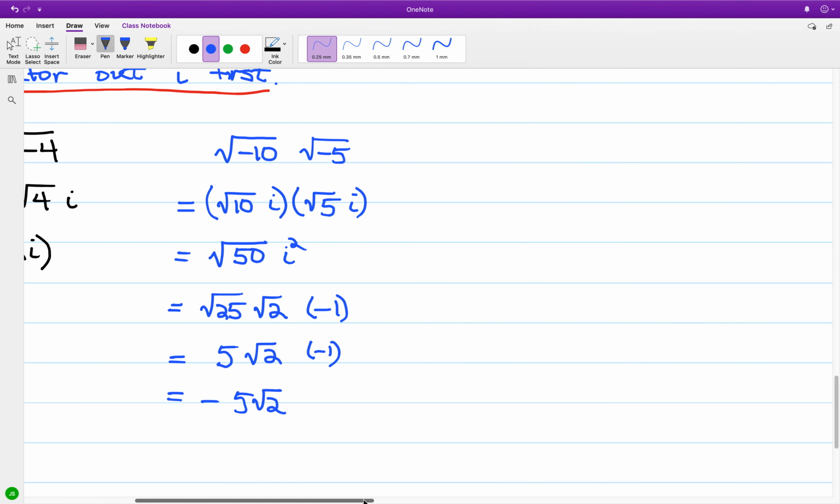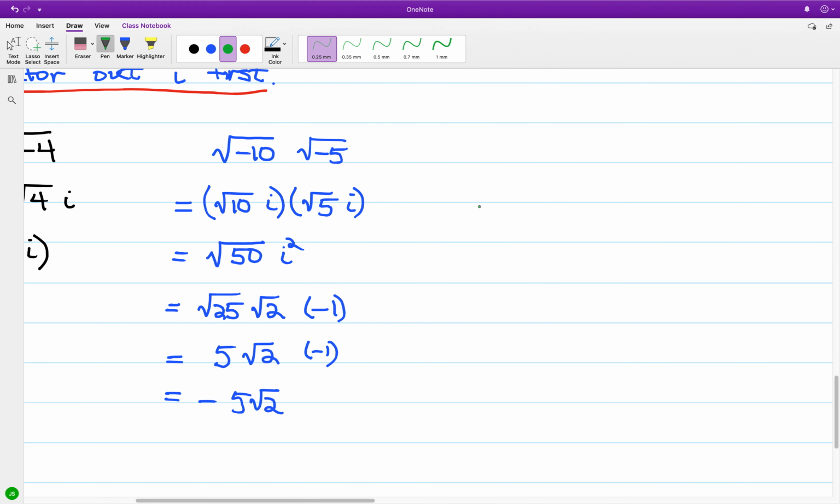Okay, and we'll cross over to the operation of division. Let's say that if we had the square root of -80 divided by the square root of 5. Again, in the case of working with complex numbers, whether you're working with multiplication or division, go ahead and factor out the i first. So we have the square root of -80, so this will be the square root of 80 times i, over the square root of 5.